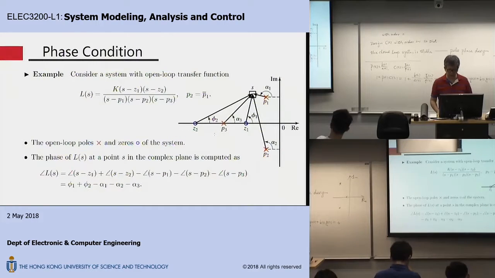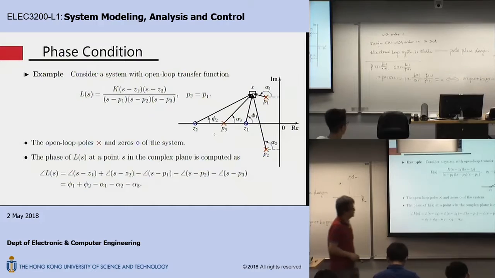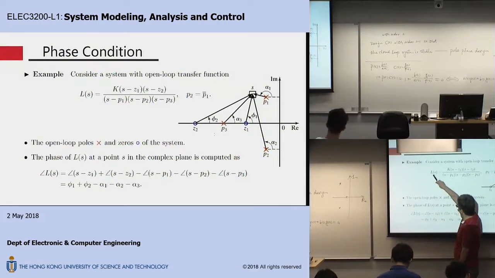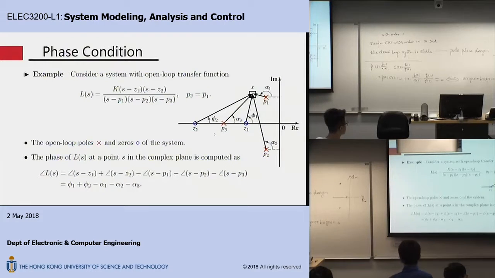Let's look at the example. So we have an L(S) of this form, 3 poles and 2 zeros. For the 3 poles, we have 2 poles this way and 1 pole that way, and two zeros over there.